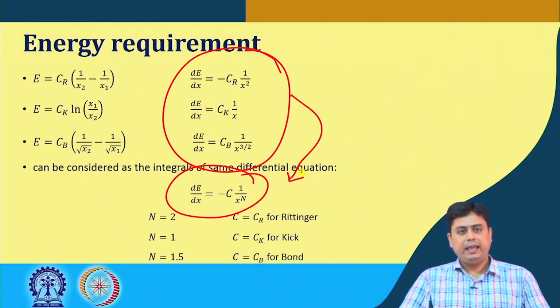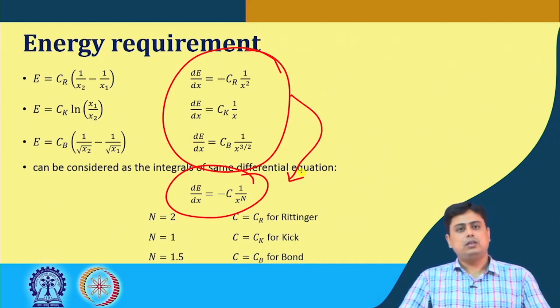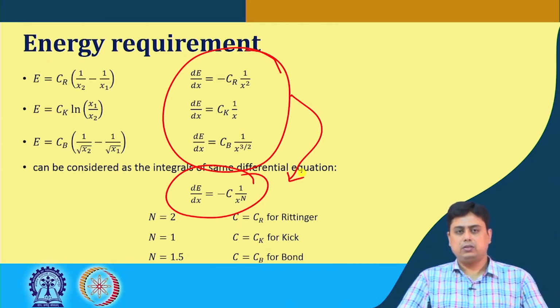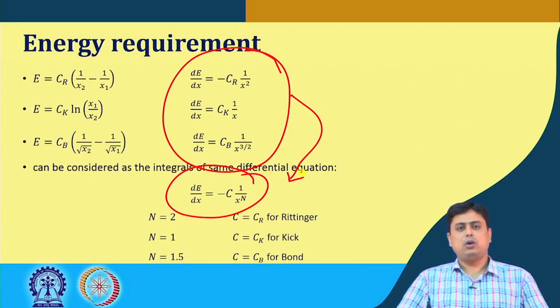Now, this exponent n, when it is 2, C becomes C_R, which is the Rittinger's law constant, and the expression represents Rittinger's law. When it is 1 and C is C_K, which is Kick's law constant, it represents Kick's law, and when it is 1.5, it is Bond's law. So, basically this summary helps us to understand the energy requirement for a particular operation as well.